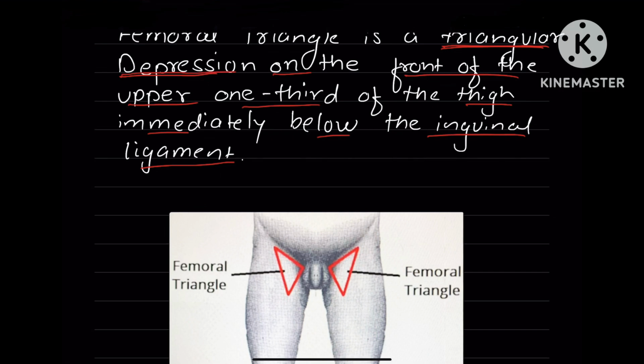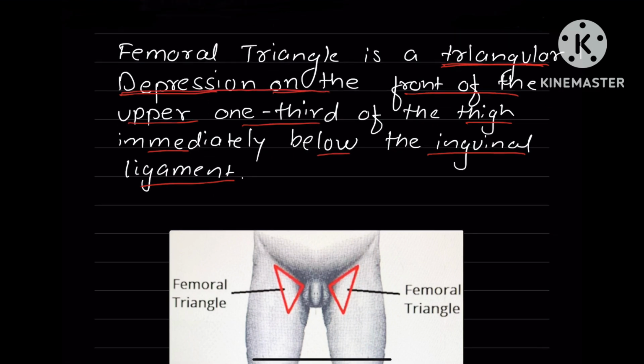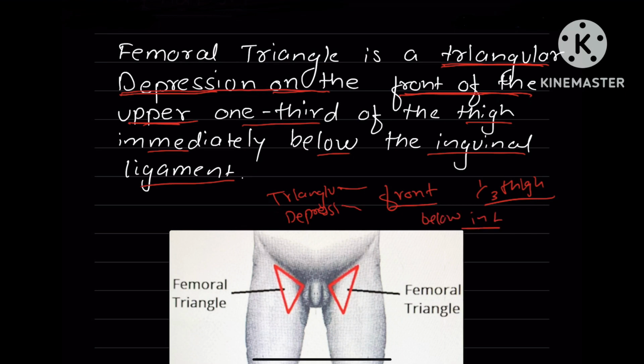First is triangular depression. You can see in the image there is a triangular depression on the front of the upper one third of the thigh, below the inguinal ligament. These 4 points you have to note. The femoral triangle is a triangular depression on the front of the thigh in the upper one third of the thigh and just below the inguinal ligament.